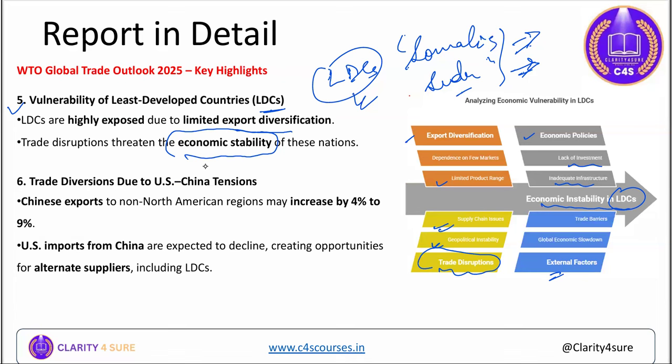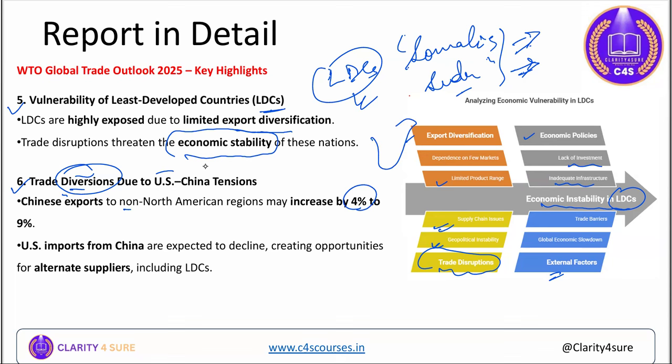Now, coming to the sixth point, trade diversions due to US-China tension. After this tension, we can see a diversion in trade. Chinese exports to non-North American regions may increase by 4%, since the North American region is increasing tariffs on Chinese imports. The US is the major part of North America, obviously.